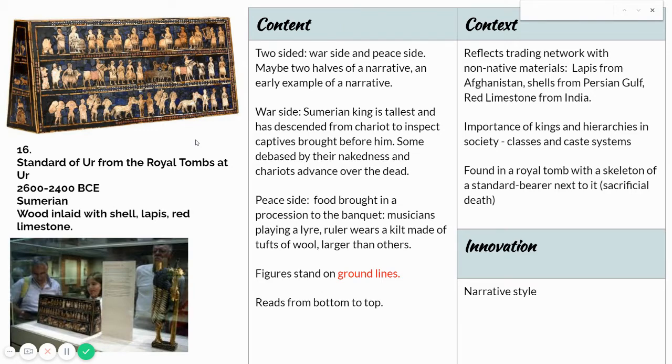So we know that there were sacrificial deaths, and we also believe that maybe the function of this box was displayed on a standard. And so perhaps a standard pole was attached to the bottom of this and was displayed by the standard bearer. So, that's what we're believing. That's theoretically what we think the function of this narrative piece was. And please make sure that you understand that that's also the innovation of this piece, is that we have this very early narrative style.